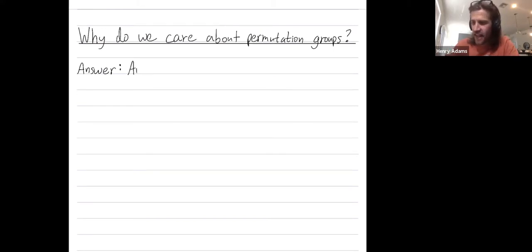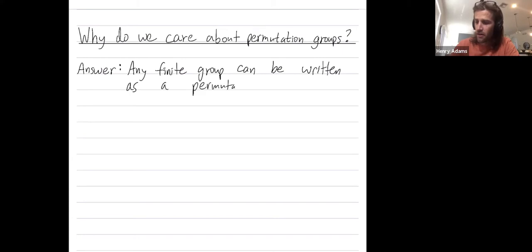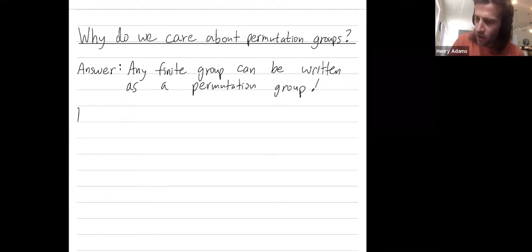The answer is that any finite group can be written as a permutation group. So any finite group, any group with a finite number of elements, has the same structure as some permutation group. So it allows you to give consistent notation for any finite group. Let me give you some examples of that.